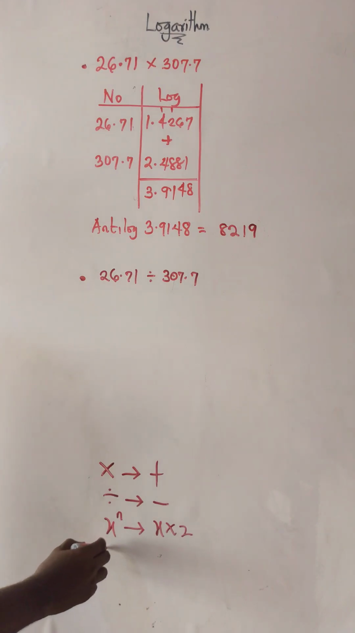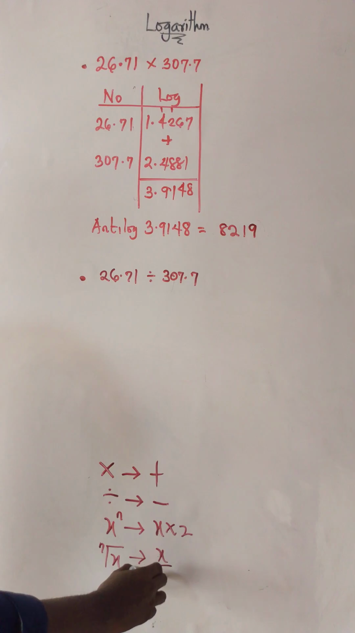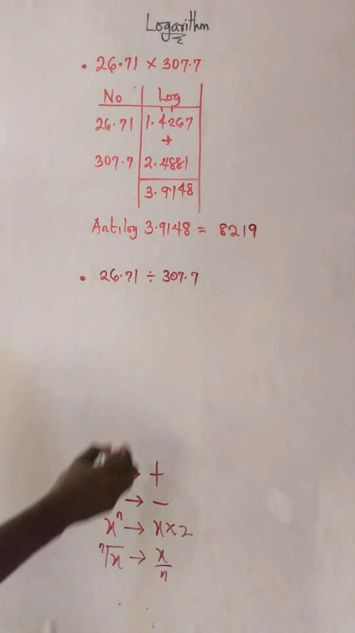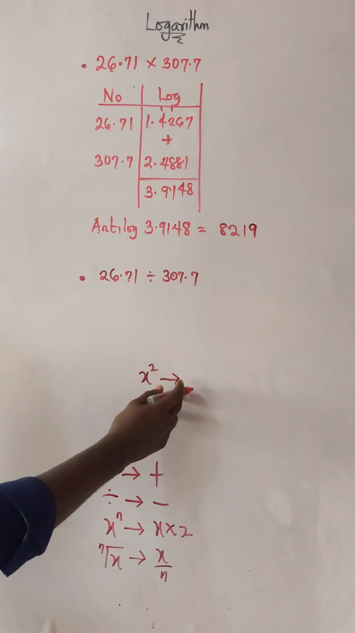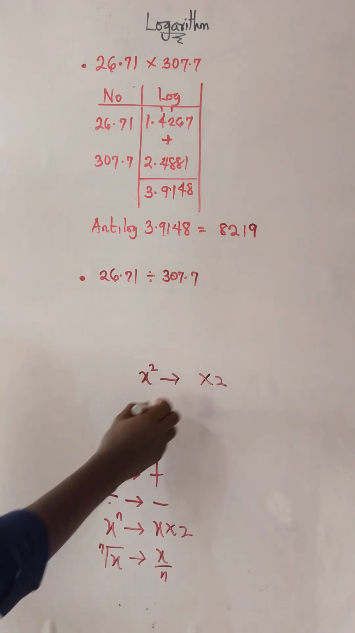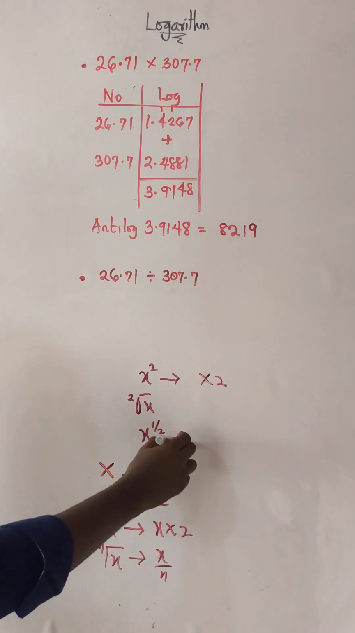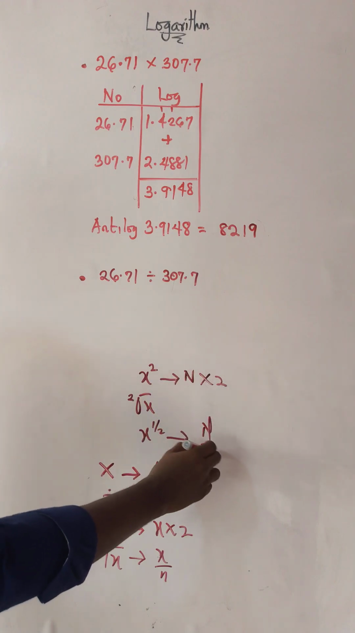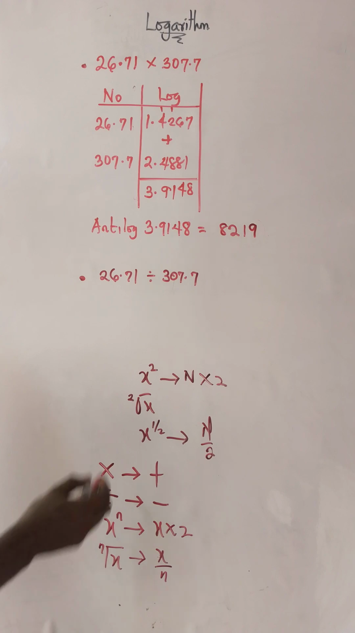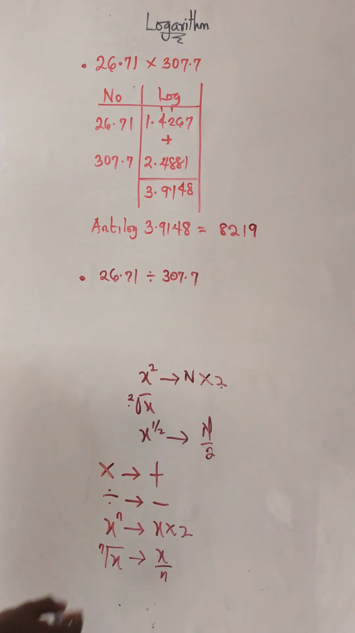So what if it's a radical power? We divide by that power. For example, for this power, if I have x squared, in logarithm, I'll multiply the number I got by 2. If I have square root of x, there's an invisible 2 here, that's x raised to 1/2. So I'll divide the number I get in logarithm by 2. So we can say square, multiply by 2; square root, divide by 2.